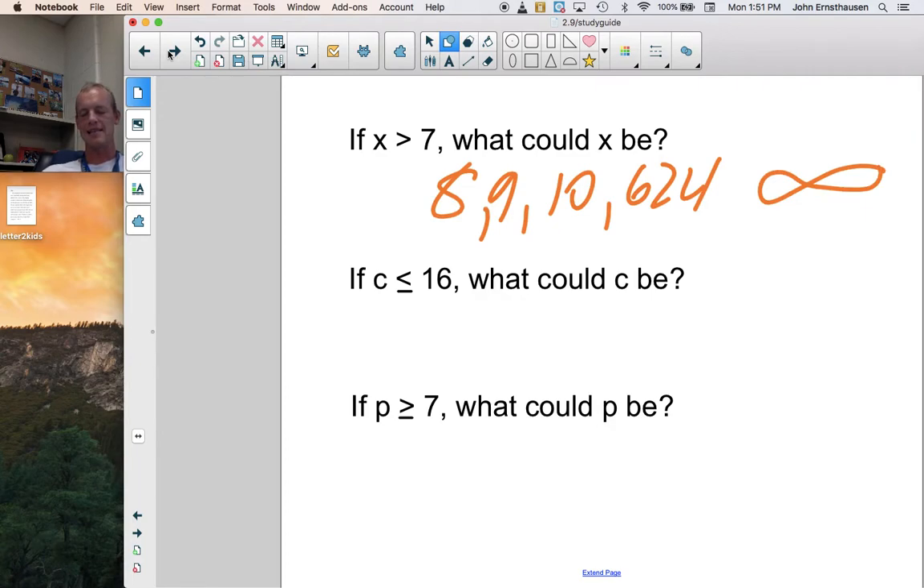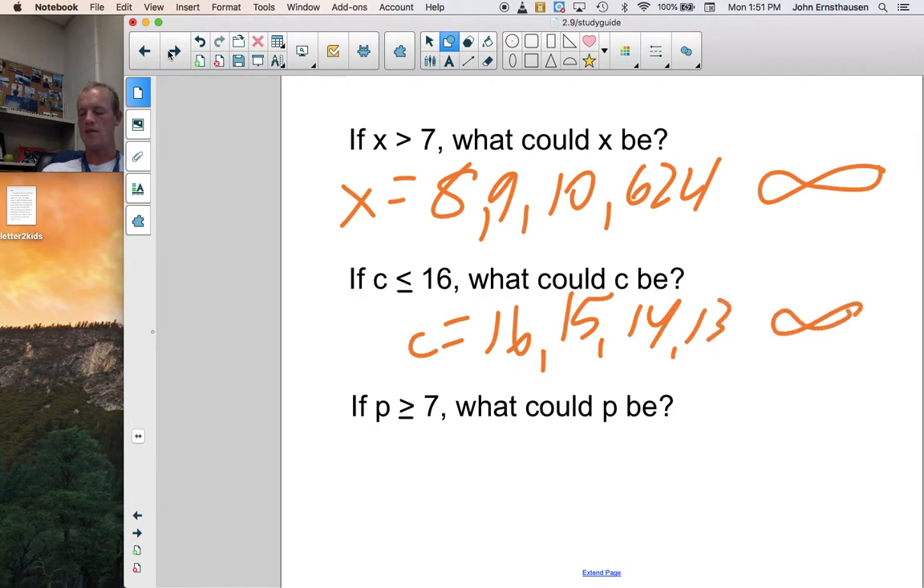If c is less than or equal to 16, what could c be? Now, here's where this one's a little different. C could equal 16 because of that or equal to sign, or anything less than. And there, again, are an infinite number of answers. Remember the infinity goggles? To infinity and beyond. I know, you're impressed. You wish you had those goggles.